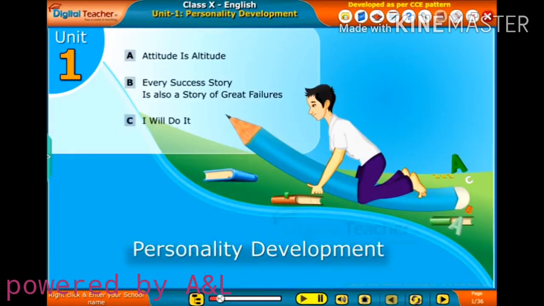Welcome to the unit Personality Development. This unit helps in shaping good personality through language. The unit Personality Development is classified into 3 reading sections.